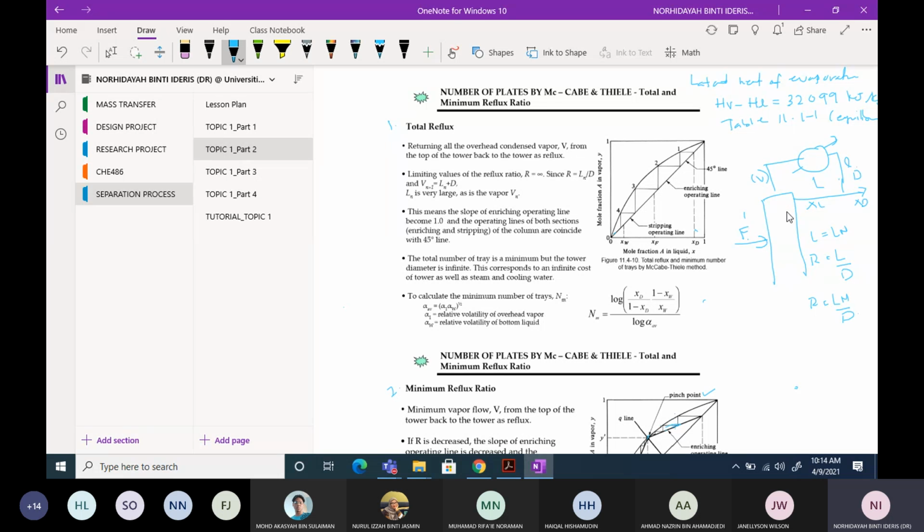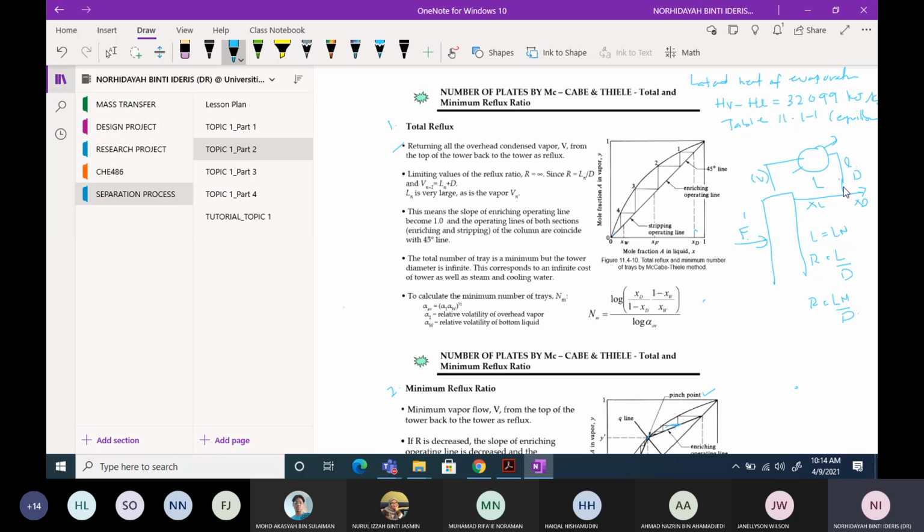So if you go back here, what is actually the meaning of the total reflux? This is the brief definition of the total reflux, which is returning all the overhead condensed vapor V from the top of the tower back to the tower as reflux. Imagine you have a feed stream coming into the column, some part of it goes to the top as a vapor, and you condense it back into liquid. But here, all the liquid is sent back to the column. So in the case of total reflux, there is no recovery of product in the D stream.